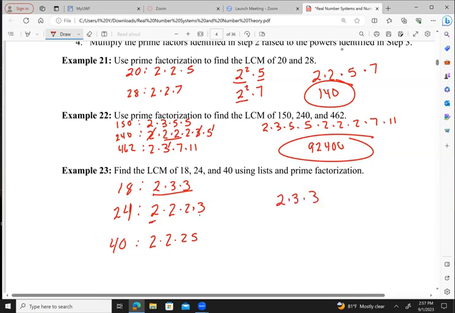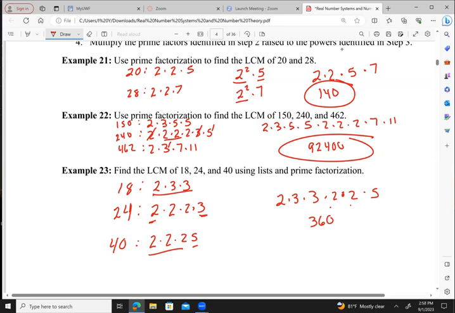2 times 3 times 3. I have 1, 2, and I have 3, so I need 2 more 2s. 2 times 2. Now I already have 3 2s: 1, 2, 3, but I don't have a 5. Then I multiply it all out. 2 times 3 times 3 times 2 times 2 times 5. And I get 360.